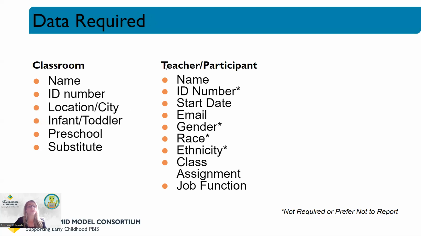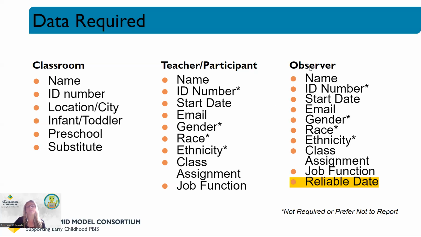Next, when we're creating the teacher or the participant, so now we're looking at the pyramid model professional's account or profile in PIDS, these are the data points that are needed in the system. We're going to enter a first name, last name, ID number, the day that they started working with the program, their email address, gender, race, ethnicity. Those are all fields within that profile, but you may select prefer not to report. We're going to have to assign them to a classroom, and then we're also going to make sure they have the correct job function in that classroom.